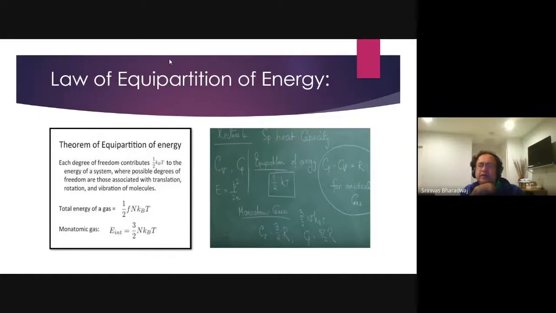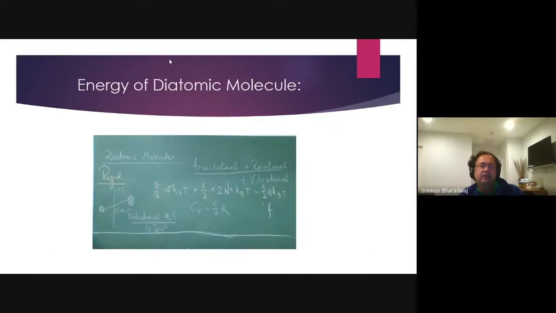So that's the kinetic energy. Cp minus Cv for an ideal gas will equal R. Cv is 3 by 2 R and Cp is 5 by 2 R. Therefore, in the case of the diatomic molecule, you end up with this idea of 5 by 2 R. So this is purely the difference in the number of degrees of freedom.